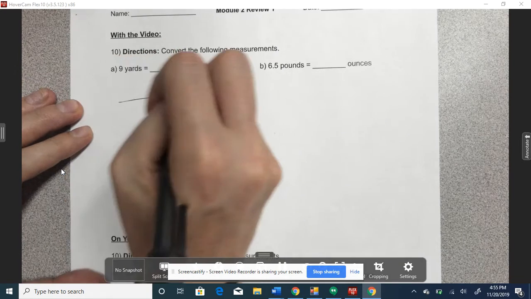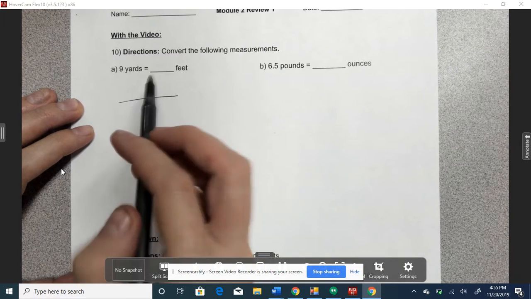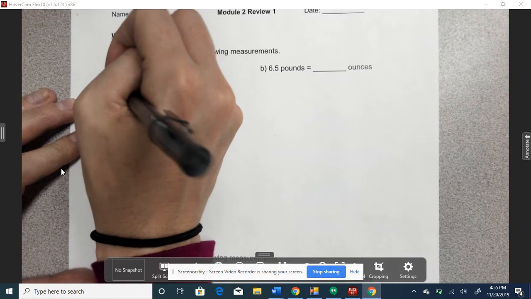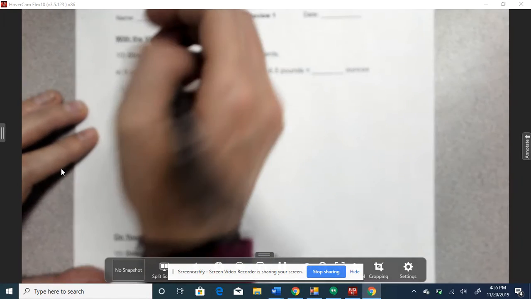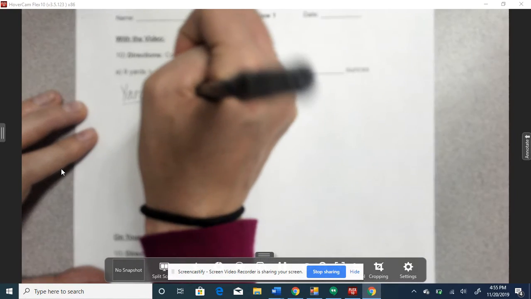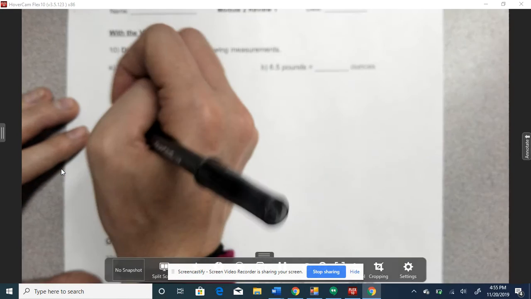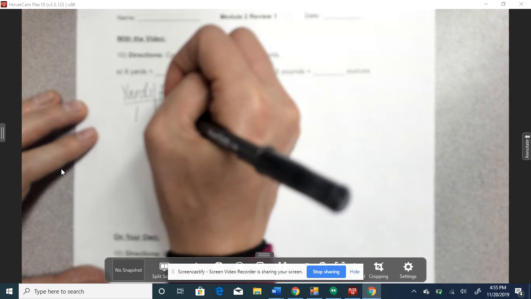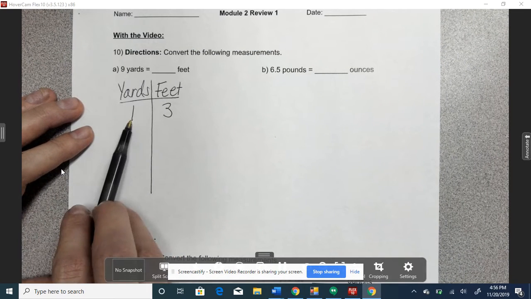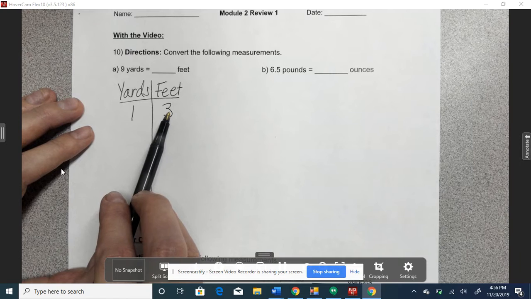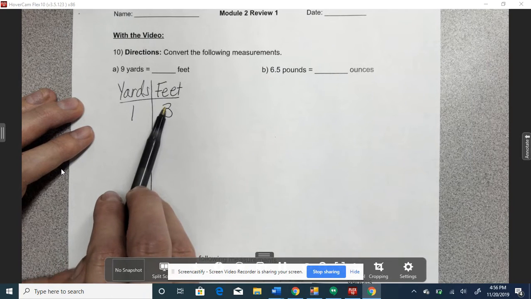I'm first going to make a table. I'm going to start with the unit I'm starting with, which is yards. And then I'm going to put feet on the other side. So like I just said, I remember that 1 yard is equal to 3 feet. So let's see, there we go. Now, if 1 yard equals 3 feet, I know that I had to multiply 1 times 3.